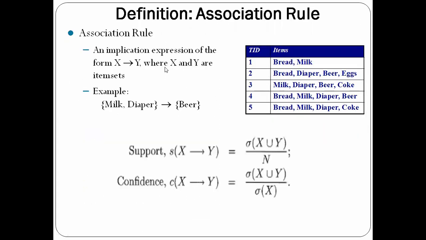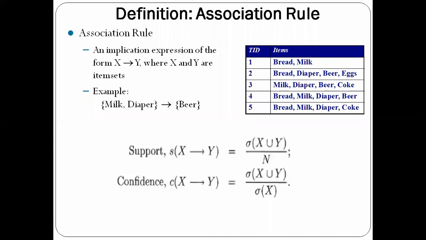So now coming to the next thing, that is association rule. Till now we have seen what is an item set, then what is a transaction, and then we have seen what is the support, and then what is support count. These are all the things we have studied. Now coming to the association rules.